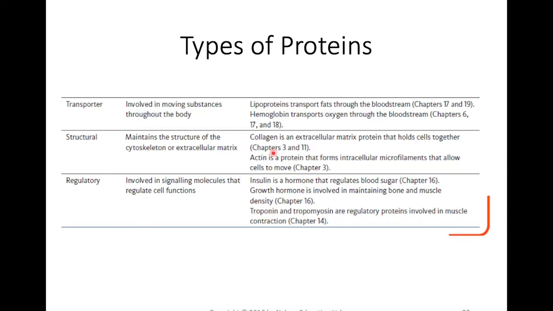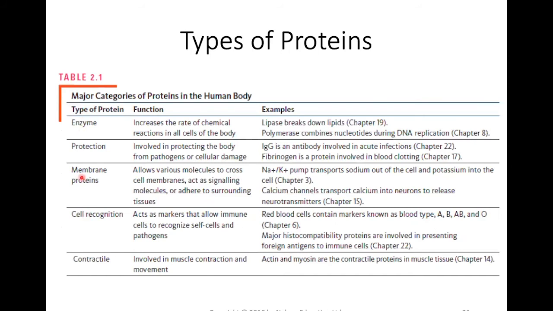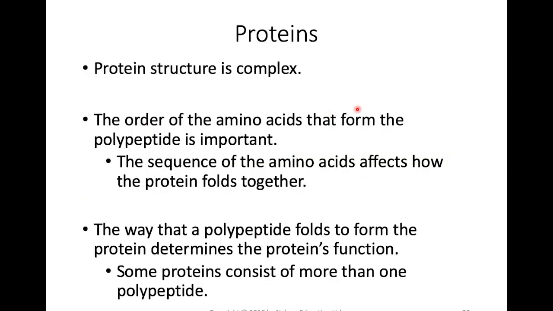I've given you the examples here and we talked about that, but the main thing to focus on is going to be the main types, so those classifications, and then just generally what that function is. So a protein structure is complex, and it's the order of the amino acids. So this is a very important point here.